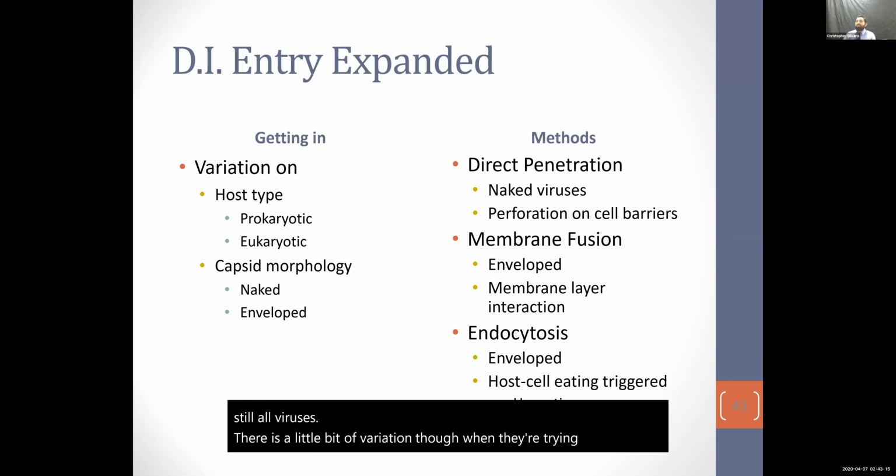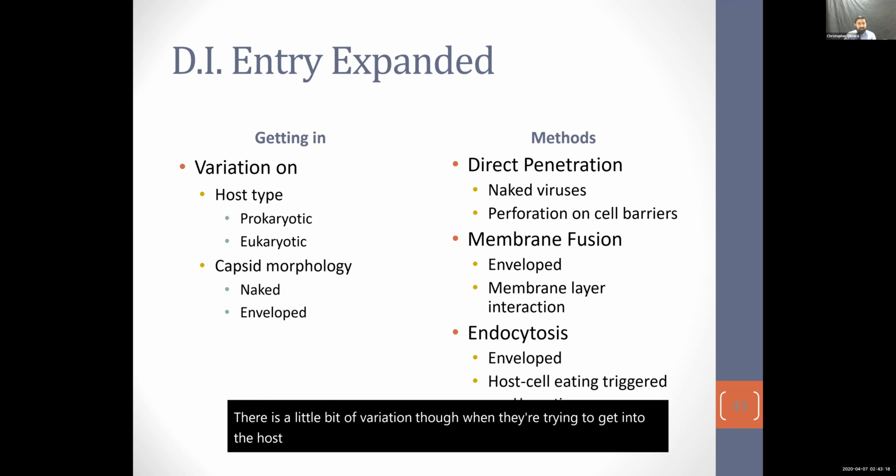Now, there is a little bit of variation though when they're trying to get into the host. So if it's a bacterium, for example, remember that bacteria have that cell wall. We don't have a cell wall. Don't forget that, right? So a bacteriophage, for example, something that infects bacteria, has to deal with it, whether it's gram-positive or gram-negative, that kind of thing. With us, not so much. But if they were to try and infect a plant, plants also have cell walls. So there's a challenge there. So there's a variation in terms of how it can infect its host.